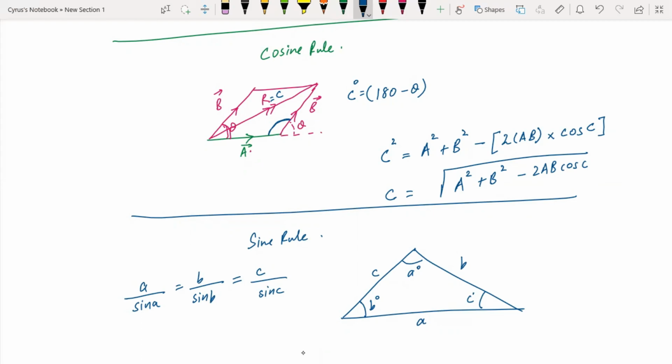So these are the basic tools that you're going to use in order to solve vectors. And the next big thing is resolution of vectors. ठीक है?